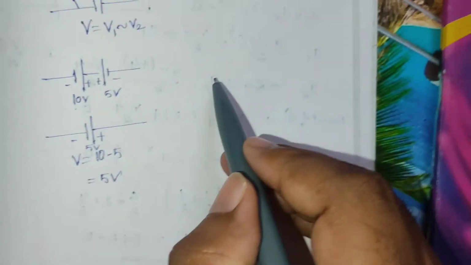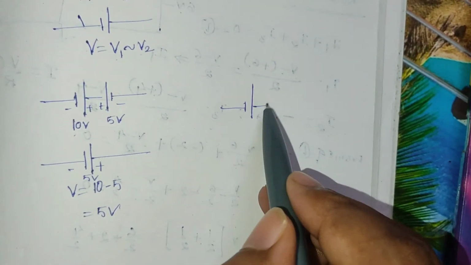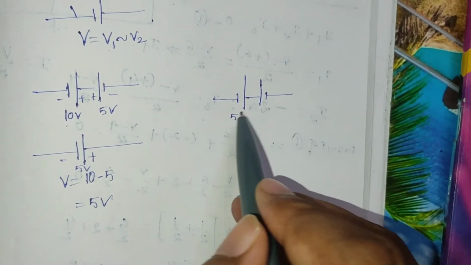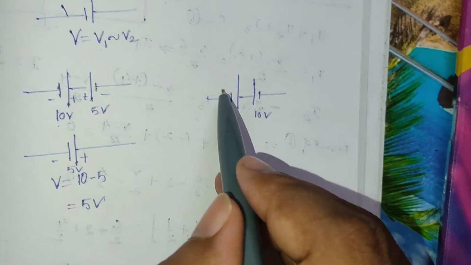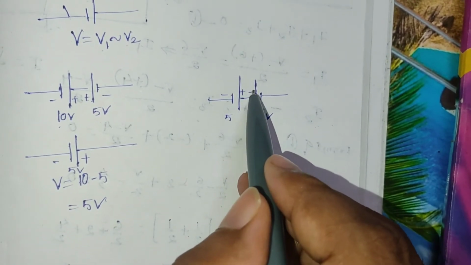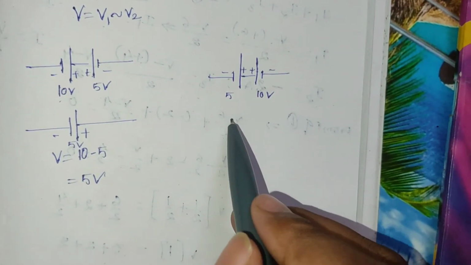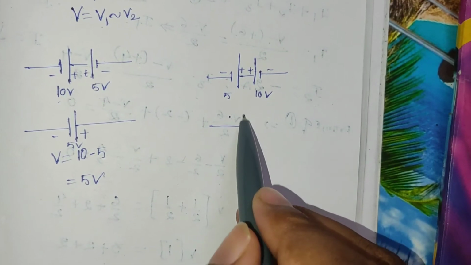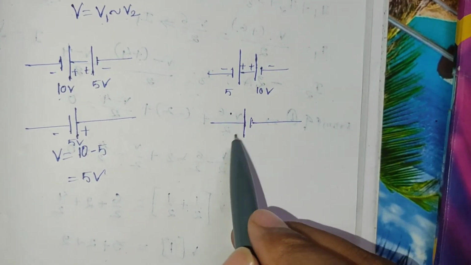If we have another series connection of voltage sources, this is 5 volts, this is 10 volts. So this is plus minus, plus plus minus. The voltage will be subtracted, and here the overall voltage can be replaced with this.